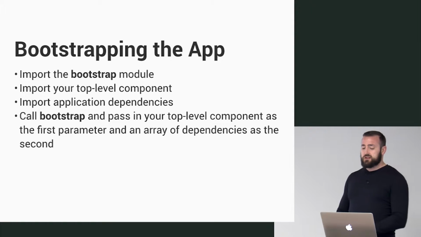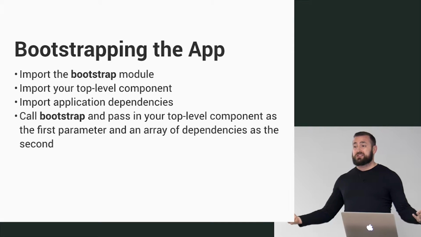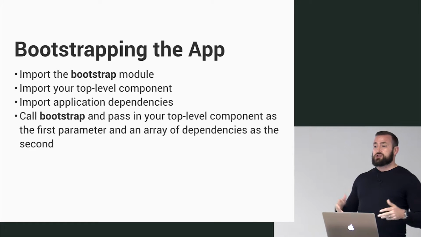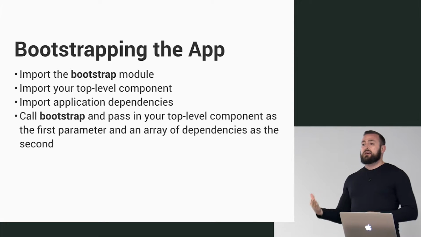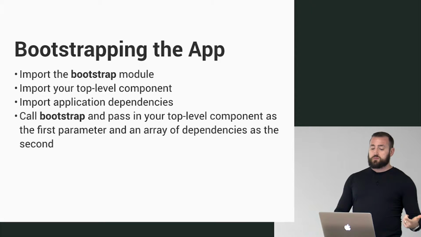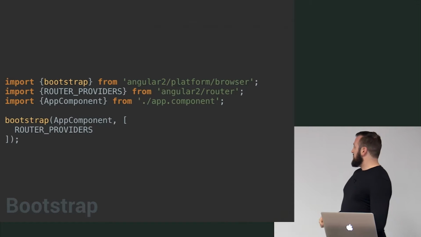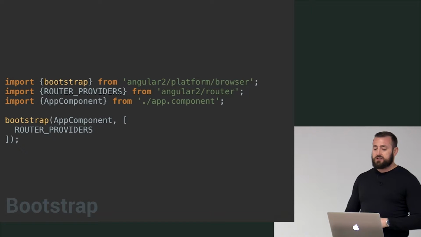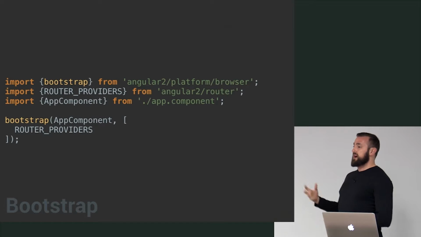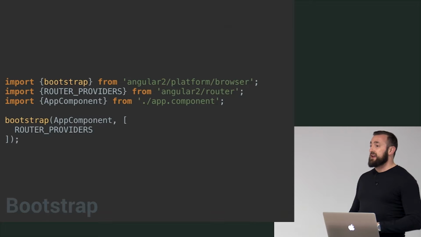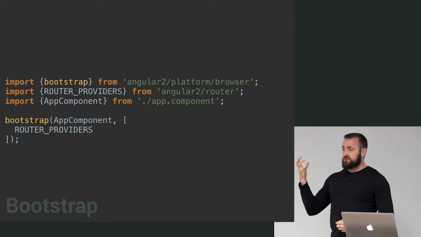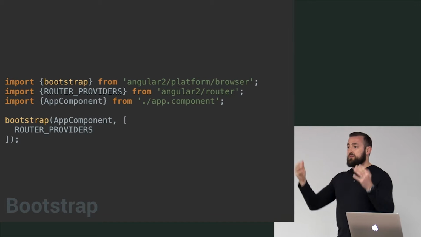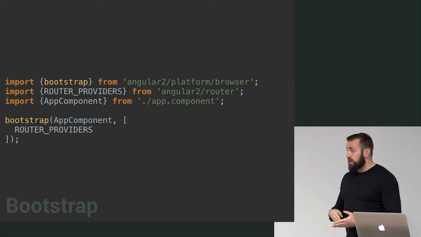First and foremost, let's talk about how to bootstrap the app. This is the genesis of an Angular 2 application. In Angular 1, it was ng-app, and you would put your module in. In Angular 2, it's a little different. You import the bootstrap module. You import your dependencies for your application. Then you import your top-level component. For every Angular application, you have a top-level component that lives within your main page, and that's the entry point for your application.